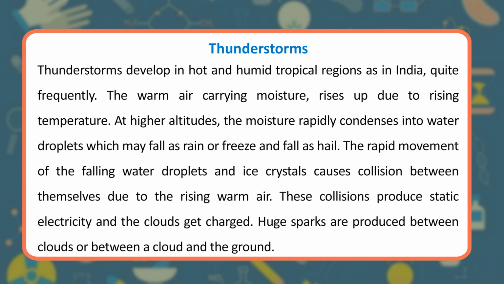Thunderstorms. Thunderstorms develop in hot and humid tropical regions as in India, quite frequently. The warm air carrying moisture rises up due to rising temperature. At higher altitudes, the moisture rapidly condenses into water droplets which may fall as rain or freeze and fall as hail. The rapid movement of the falling water droplets and ice crystals causes collision between themselves due to the rising warm air. These collisions produce static electricity and the clouds get charged. Huge sparks are produced between clouds or between a cloud and the ground.